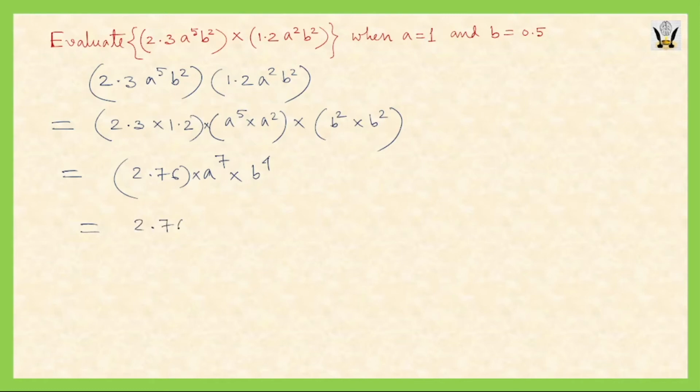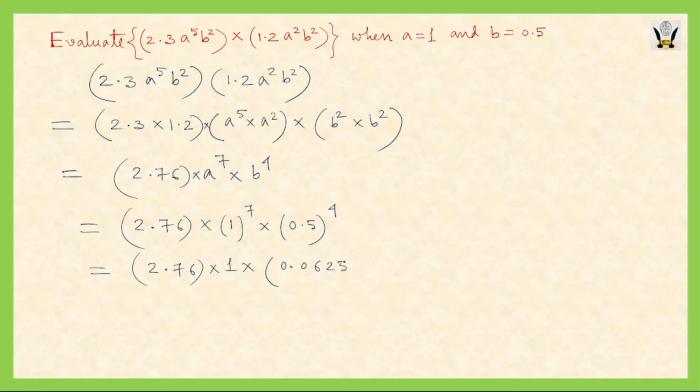Now the values of a and b which are given, we will put them in. So 2.76 multiplied by the value of a, which is 1, so it will be 1 to the power 7. The value of b is 0.5, so 0.5 to the power 4. So it will be 2.76, and for the base 1, whatever the power, it will be 1 only, and 0.5 to the power 4, if we simplify that, it will be 0.0625. Now if we multiply these two decimal numbers, then it will finally be 0.1725. So this is simple.